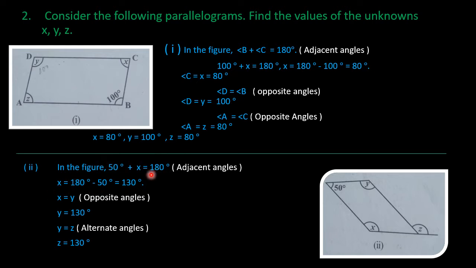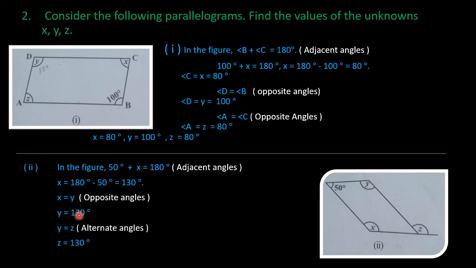In this case, we have to use the properties of the parallelogram. Whatever suitable property, that property we have to use for solving the questions. In the figure, we know 50 degree plus x equal to 180 degree because they are the adjacent angles. Therefore, x equal to 180 degree minus 50 degree is equal to 130 degree. Now, we have to find y. And x and y, they are the opposite angles. And we have already got x as 130 degree. So, y is equal to 130 degree.